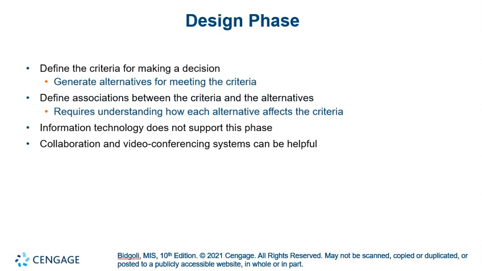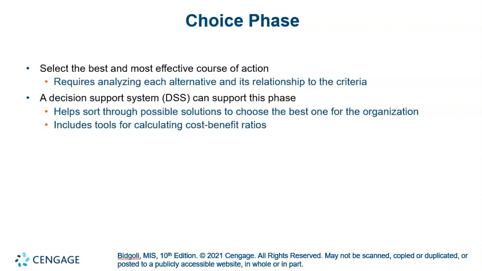Design, we take this a step further. What are the criteria for making a decision, and can we have alternate ways to meet that criteria? Choice phase is where we sit down with our decision makers, bring in some of the VPs, and we make the best choice for our business moving forward. And sometimes the best choice isn't the one that saves us the most money or is the quickest. There's a lot of factors that need to be taken into account when we're making large decisions like this.